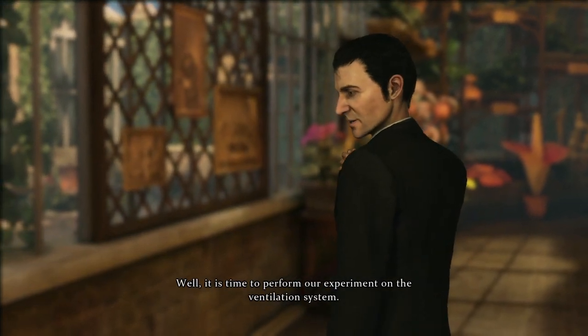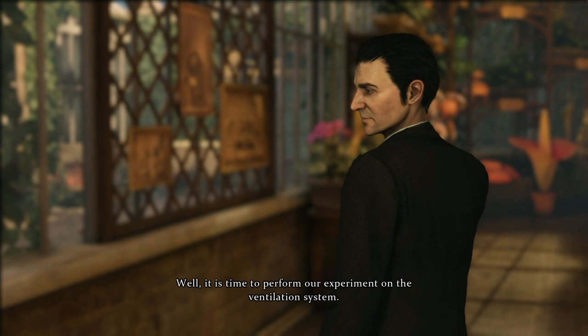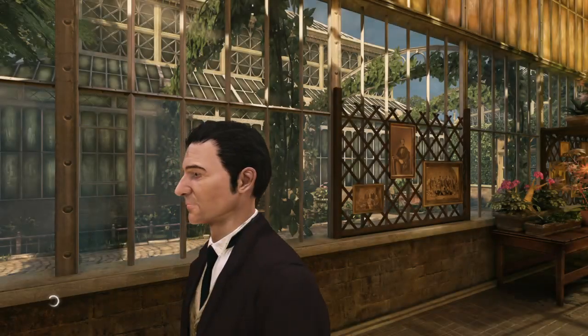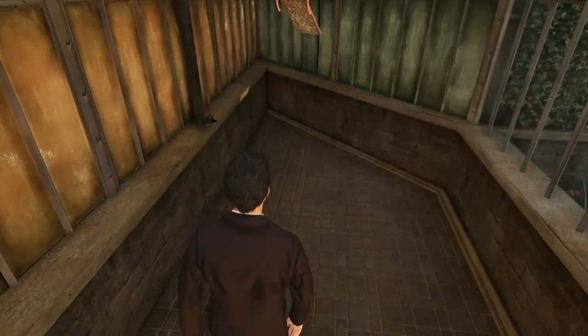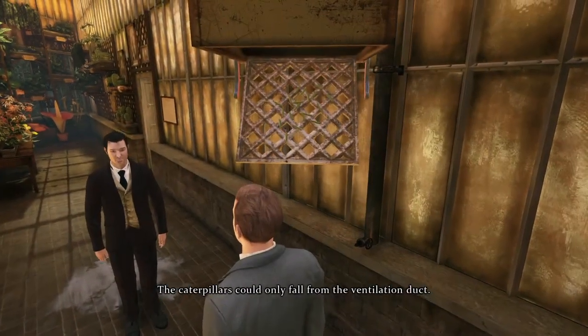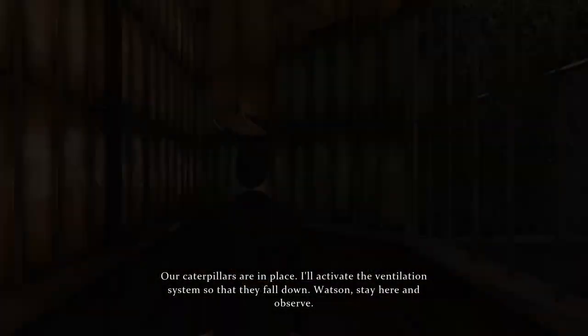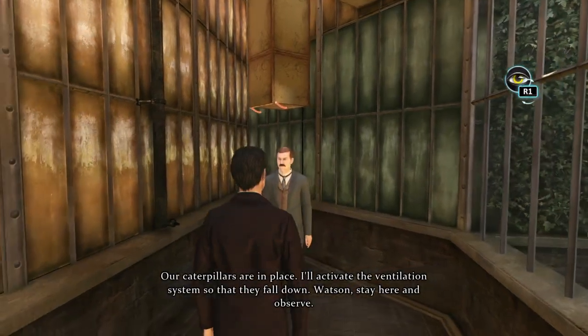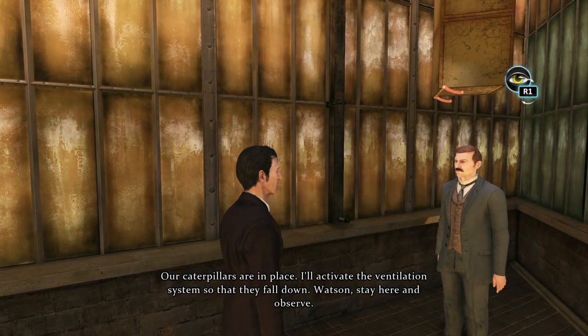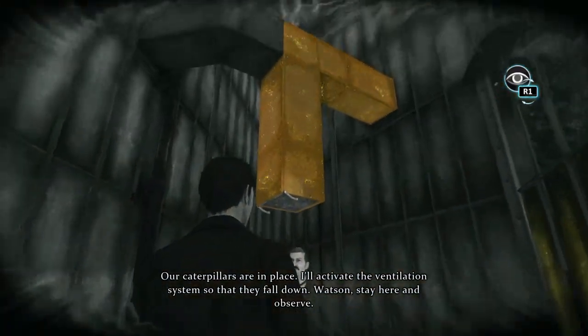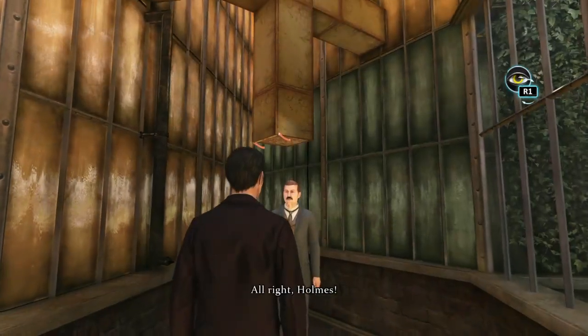Well, it is time to perform our experiment on the ventilation system. I'm so sure that I'm right. The caterpillars could only fall from the ventilation duct. Our caterpillars are in place. I'll activate the ventilation system so that they fall down. Watson, stay here and observe. All right, Holmes.